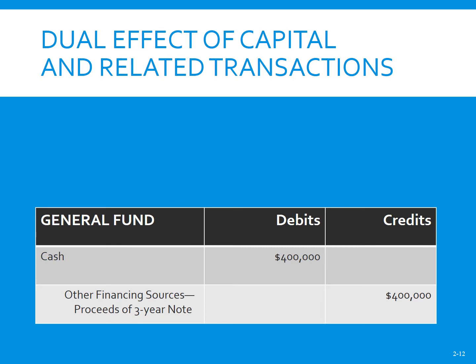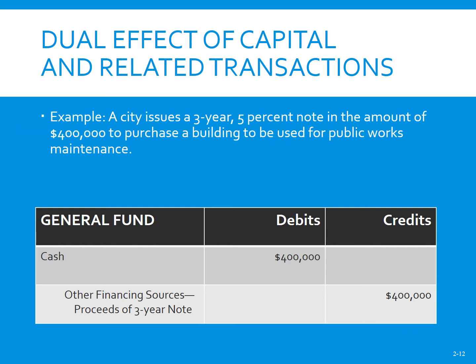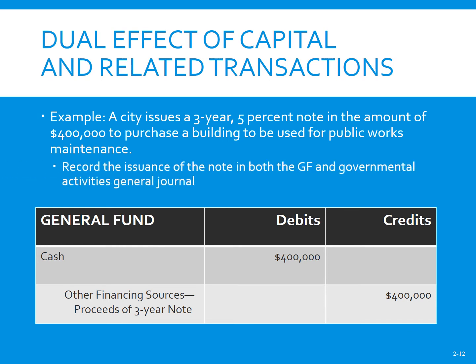Here's a short thing that we'll cover more about later, but there's a dual effect whenever you have a transaction for a capital project. In this example, the city issues a 3-year 5% note in the amount of $400,000 to purchase a building. You have to record the issuance of the note in both the general fund and the governmental activities general journal. And governmental activities, here's where we're talking about this whole dual track of accounting, where you are reporting in two places. Where you're recording a transaction in two places.